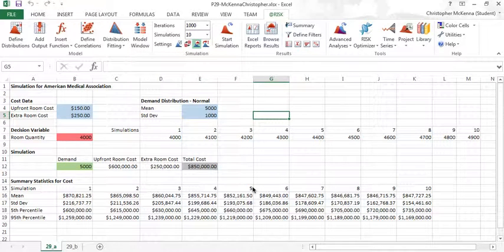So for this week, I decided to do number 29 from chapter 10. Number 29 revolves around a situation where the American Medical Association needs to book a large number of rooms for their upcoming conference. That's in 6 months. In the current state, they can rent a large quantity of rooms for $150 a night.